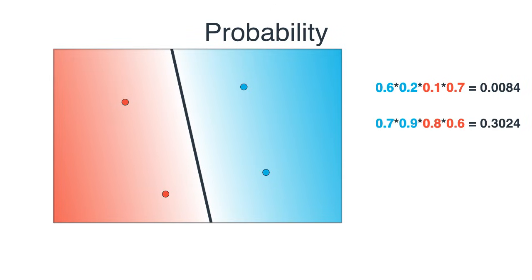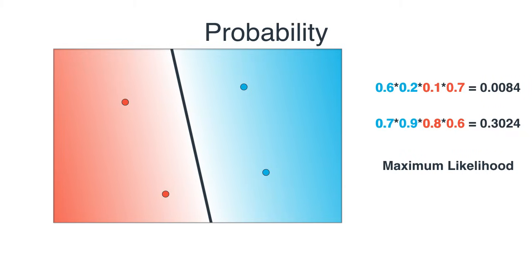This one gives us 0.3024. Now, that's a lot more likely than the top one, so we can say that it's more likely that the solution is this one than the previous one. What we just did is called the maximum likelihood. Okay, and that's how we're going to calculate our error function.